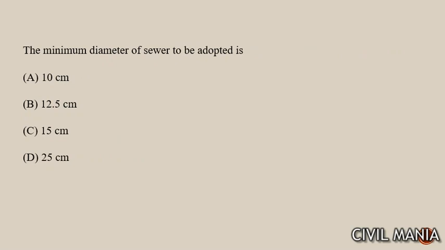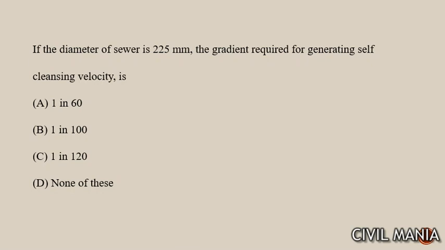Next is minimum diameter of sewer adapters is 15. उसके बाद next question is, if the diameter of the sewer is 225 mm, the gradient required for self-cleaning velocity, what will be the gradient? The gradient which is required for self-cleaning will be, जब ये क्वेश्चन पूछा जाएगा जितना भी है उसकी हम लोग आधा करेंगे, हाफ करेंगे, 0.5 से मल्टीप्लाई करेंगे. सो 225 1 in 20 approx.